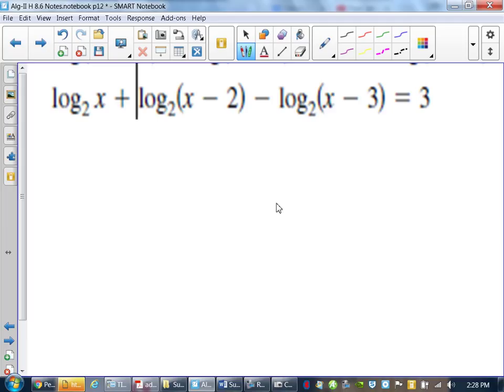It is log base 2 of x plus the log base 2 of the quantity x minus 2, minus the log base 2 of the quantity x minus 3 equals 3.